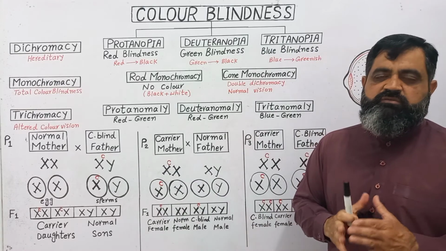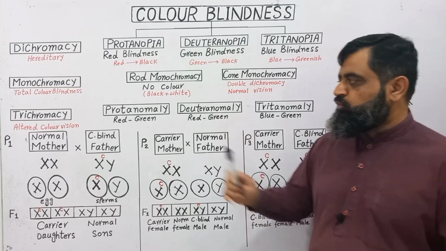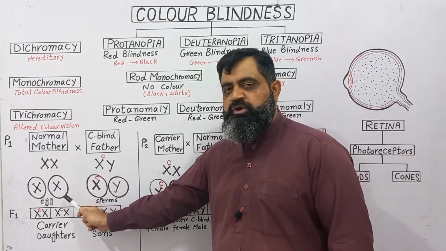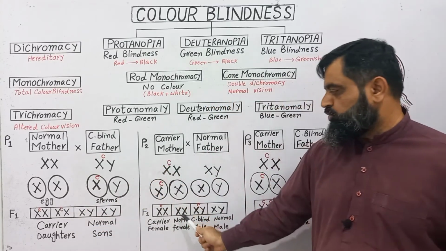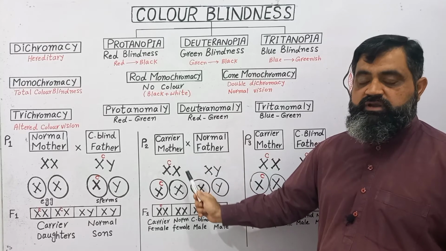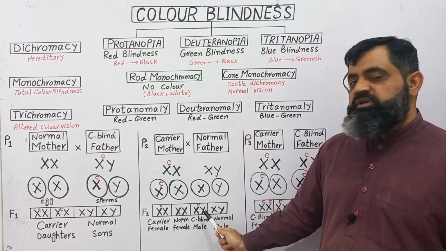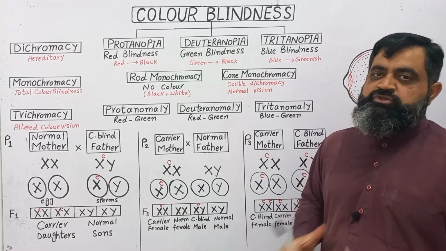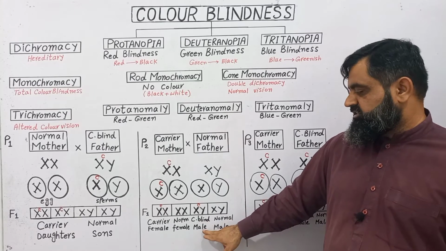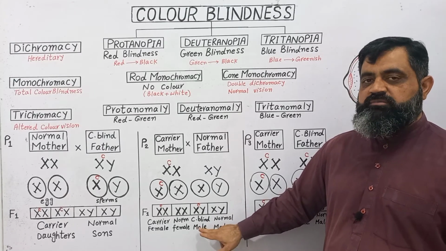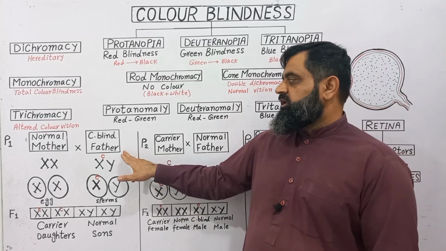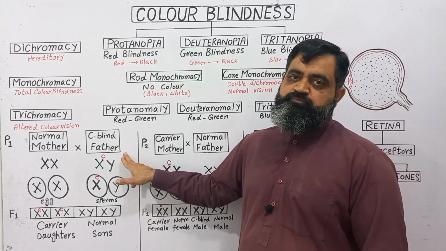So this gene moves in a zigzag fashion. It moves from father to his daughter, and from that daughter to her own daughter, who becomes the mother, and from the mother to her son. So in this way, this son, who is a colorblind male, has received his colorblind gene from his maternal grandfather.